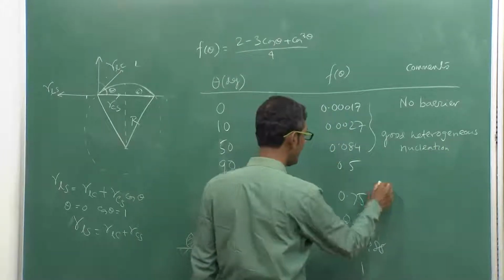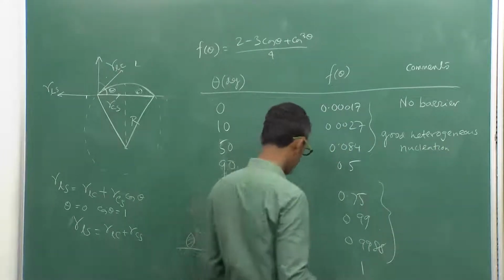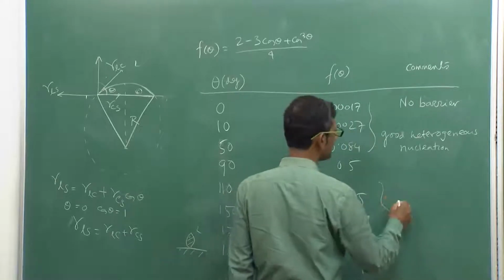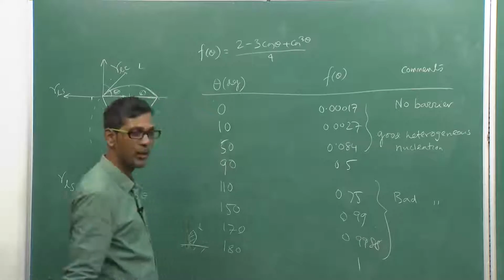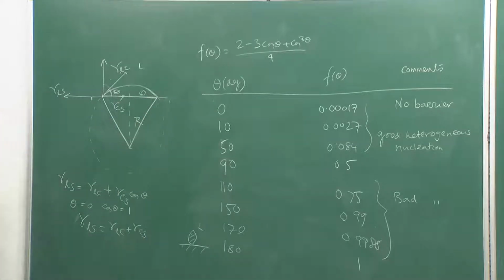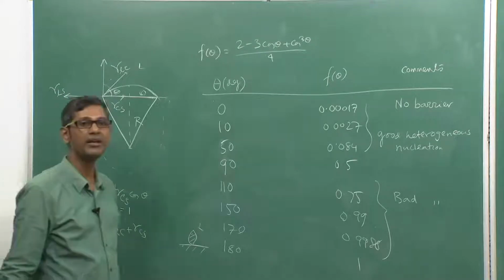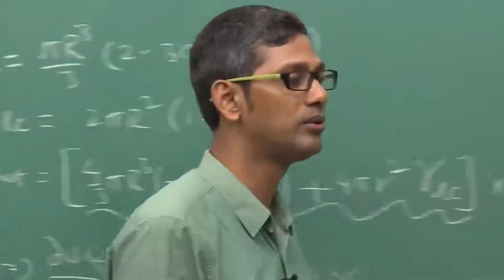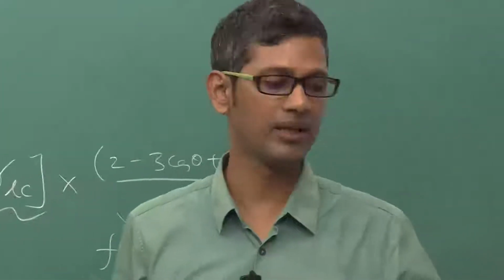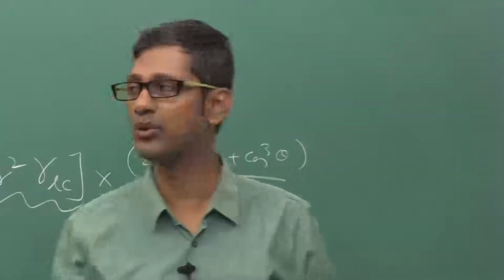And these are bad heterogeneous nucleation situations. The worst is the one where theta is equal to 180 degrees. So simply by looking at the values of f(theta) for different values of theta, you can design the nucleating agents in the industry. There are many examples which I will discuss as time goes by.